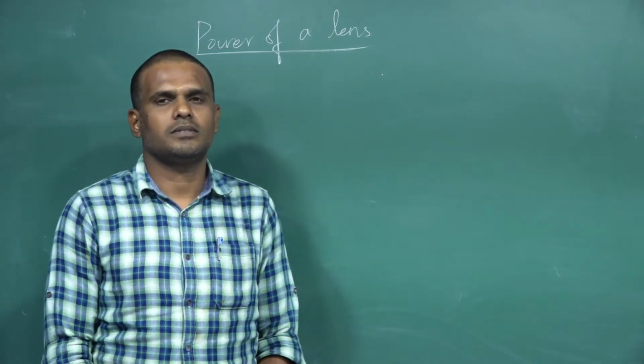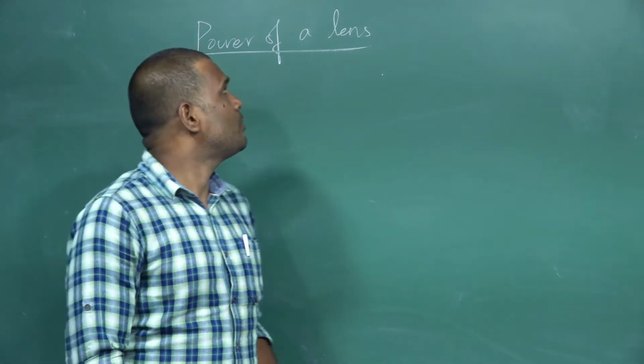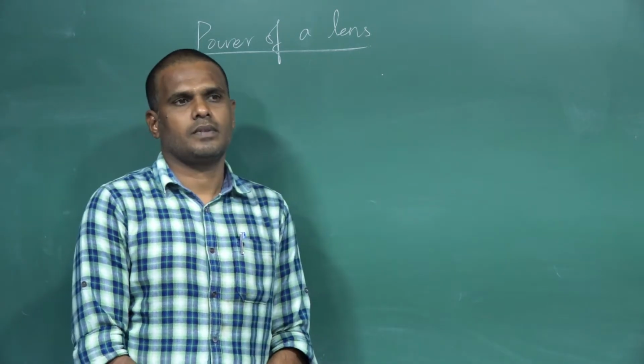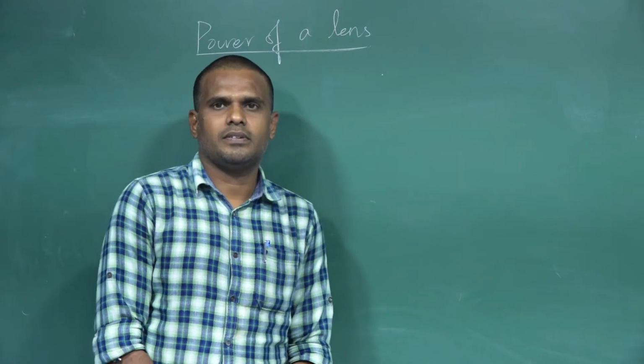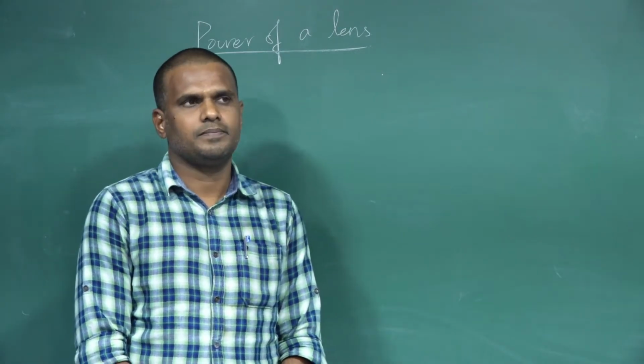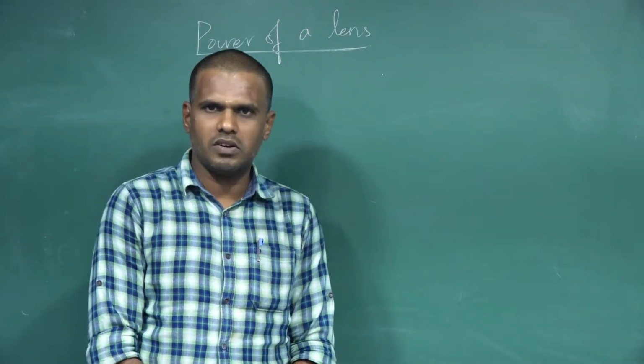Hello dear students, today we are going to discuss the power of a lens. Power of a lens is the measure of the deviating strength of a lens. What is this deviating strength called?